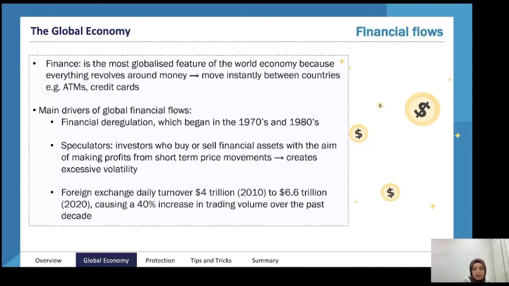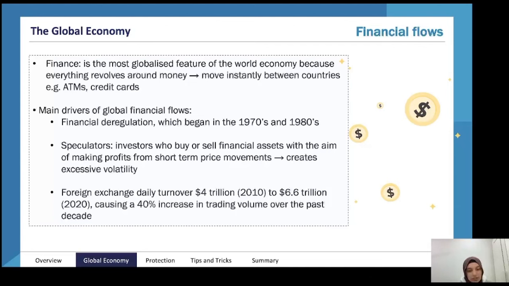For example, when Brexit was announced, that Britain was leaving the EU, a lot of investors moved their money, or financial assets, away from the United Kingdom, which led to a lot of issues with speculators, and they created a lot of volatility in that regard.